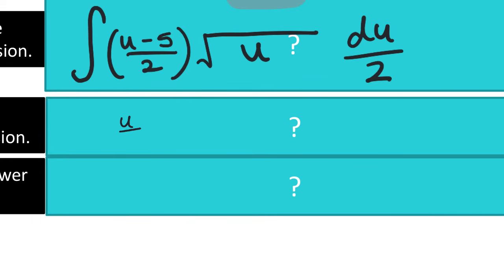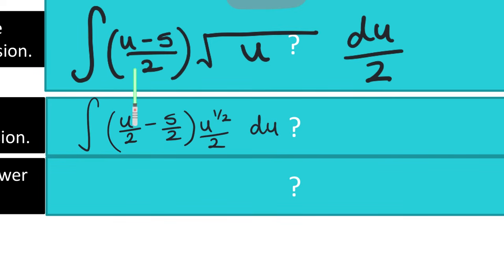So I'm going to get u over 2 minus 5 over 2 multiplied by u to the power of a half, divided by 2, with respect to u. This is what we're integrating technically, isn't it? So I've split this up, and I've moved this half over here. Everyone happy? Because technically it's all multiplied, isn't it? Now I'm going to multiply this by everything inside the bracket.